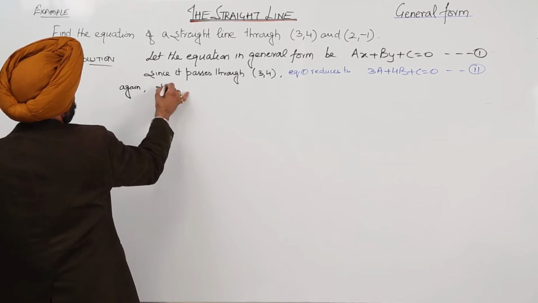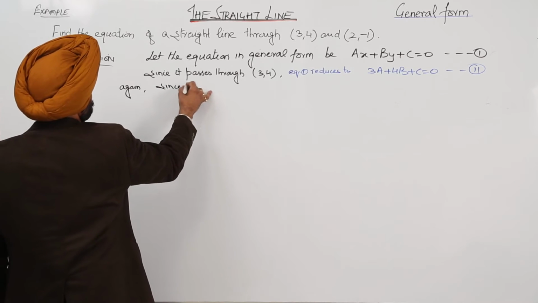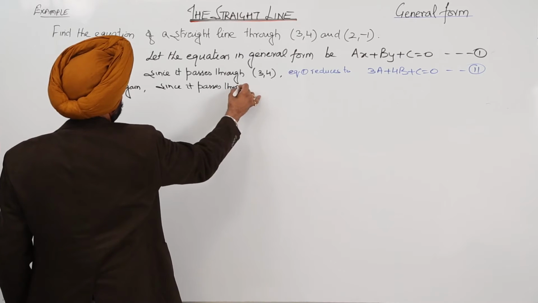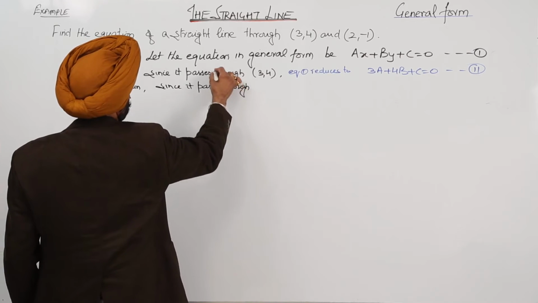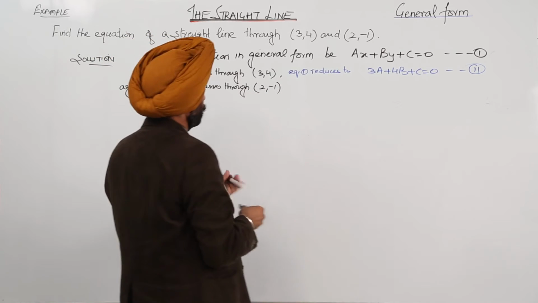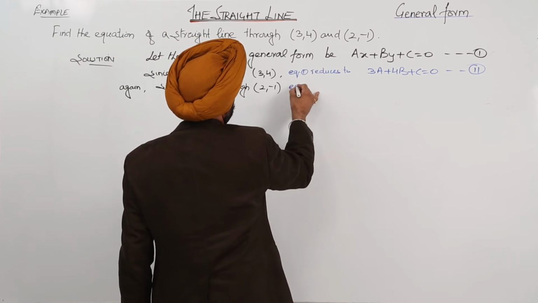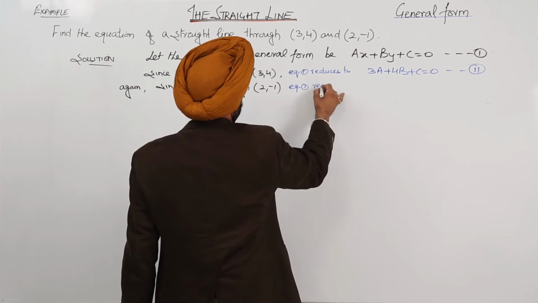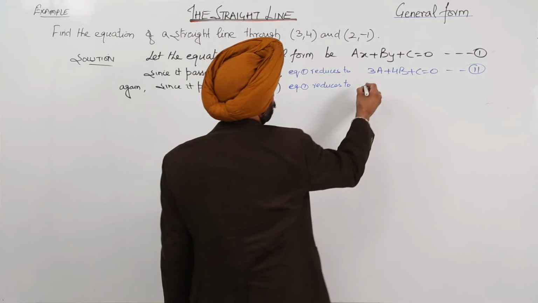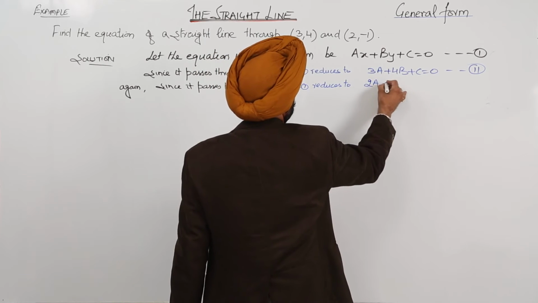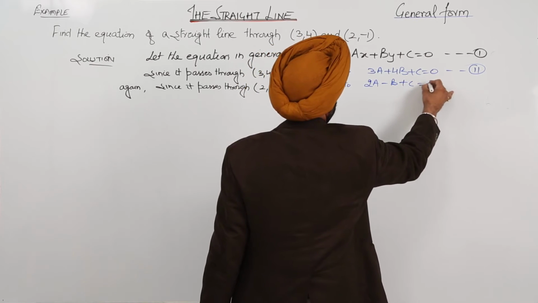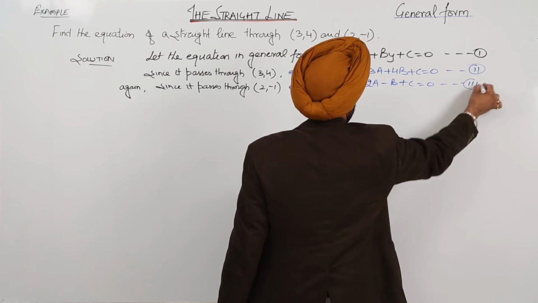Again, since it passes through (2, -1), equation 1 reduces to, now it passes through (2, -1), so 2a - b + c = 0.